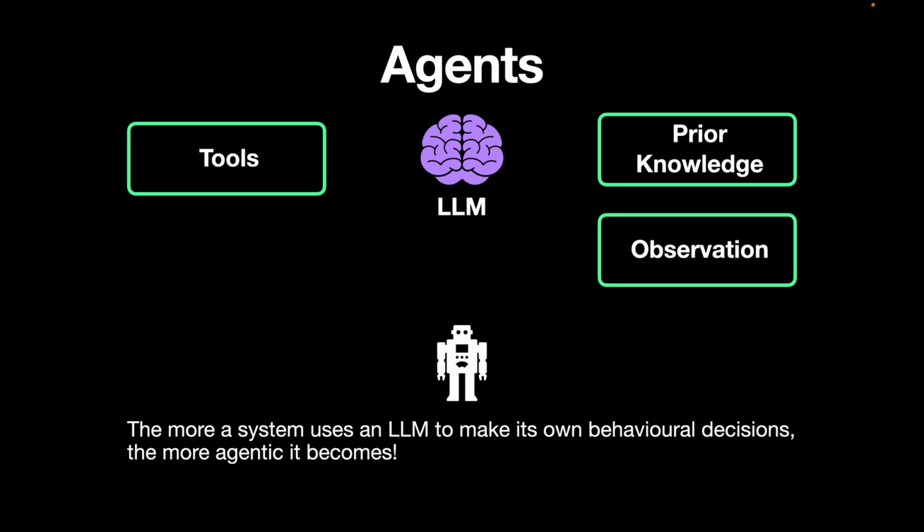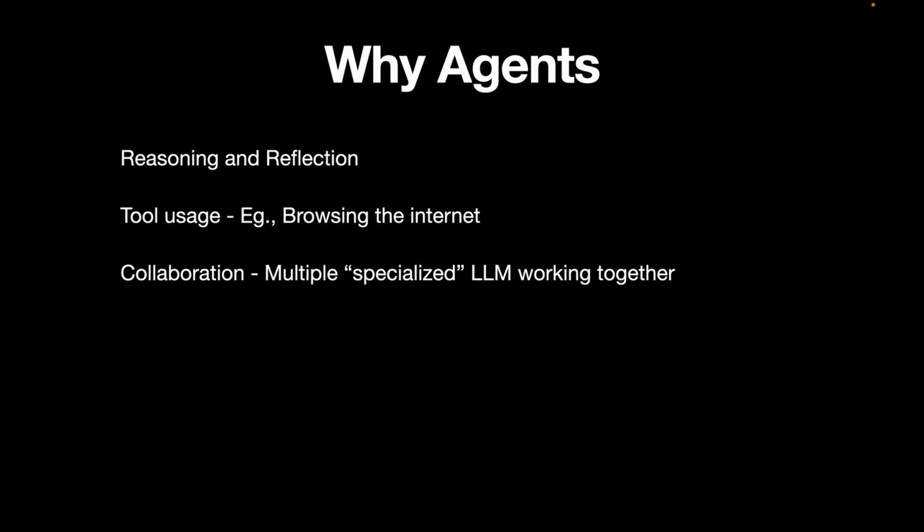And what makes agents special is that they are sophisticated LLMs which are equipped with prior knowledge, or even some sophisticated tools, for example, tools to browse the internet, or in certain cases, they even have observations of their environment. Combining all these things together along with the AI model is what leads to an agent. And the more the system uses an LLM to make its own behavioral decisions, the more agentic it becomes.